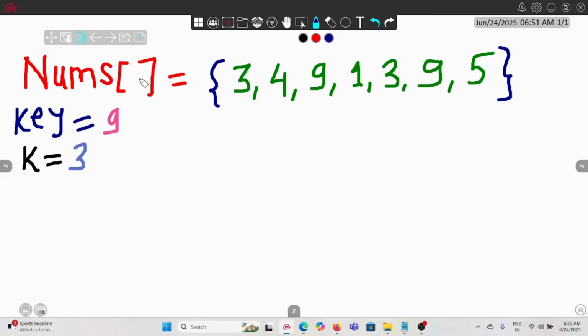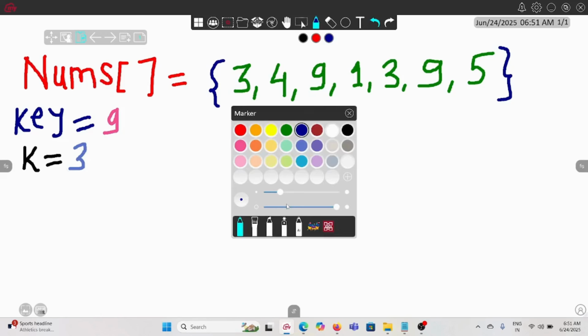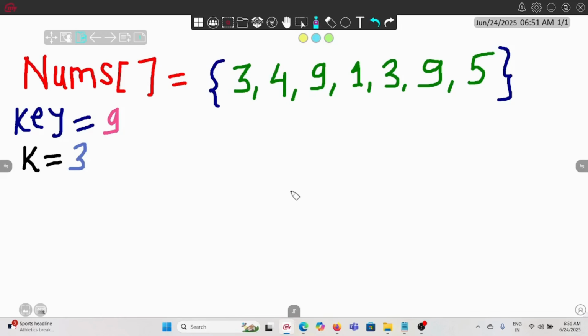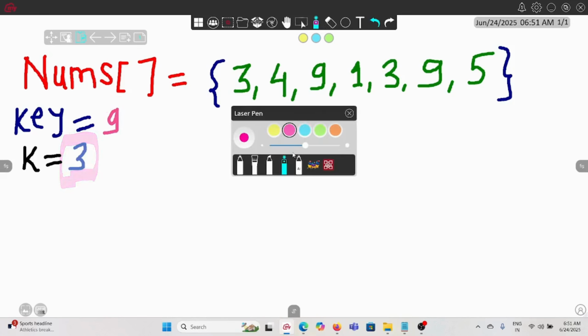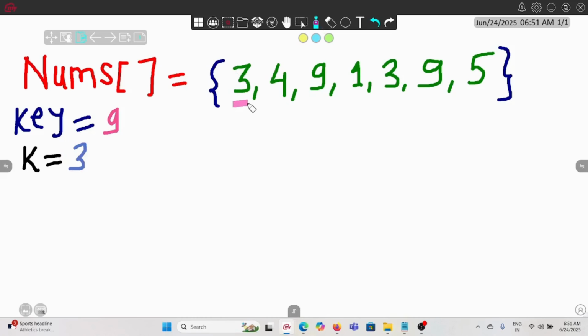You can visualize it with a vector here. For example, this is our nums, and one key is given to us and one k is also given to us. Whenever we reach this key, we have to take, from the left side at a distance of 3 and on the right side at a distance of 3, all the indexes. Let's say we are traversing from here. This is our array.